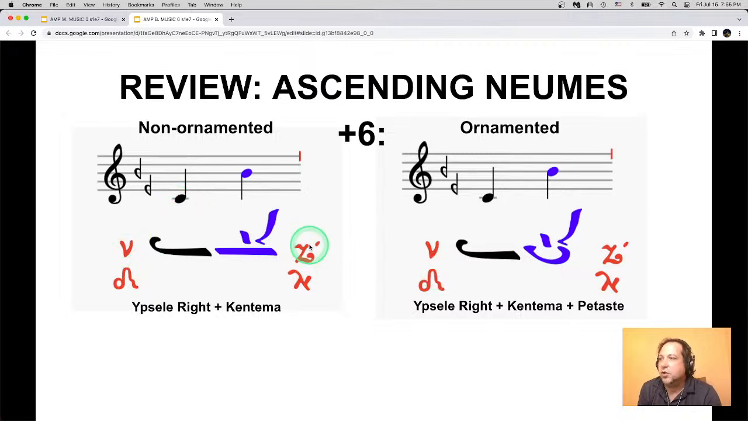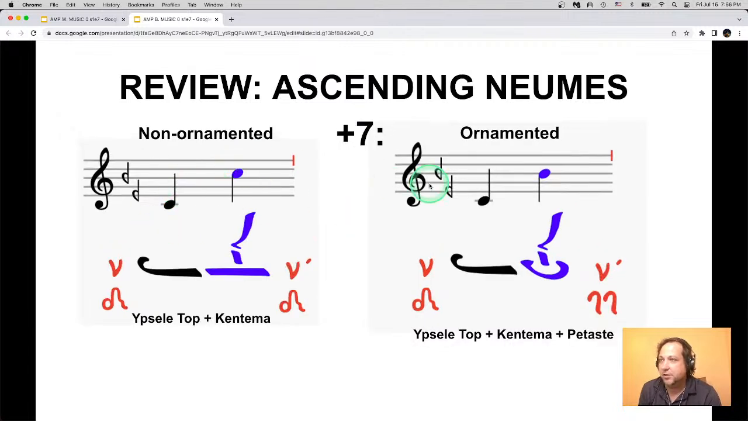1, 2, 3, 4, 5, 6. 1, 2, 3, 4, 5, 6, 7. So 1 plus 6. C, D, E, F, G, A, B.